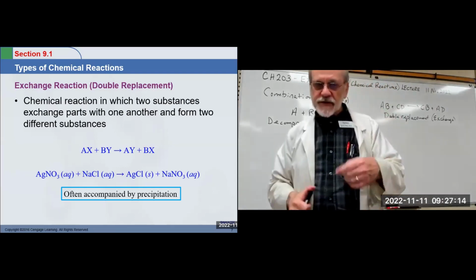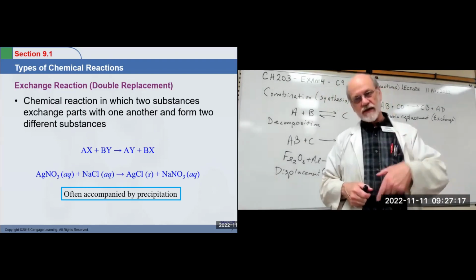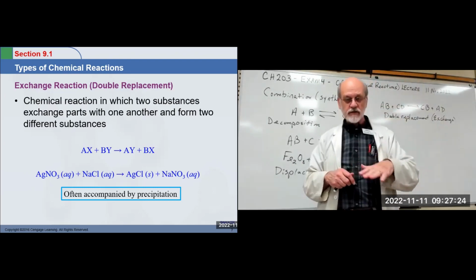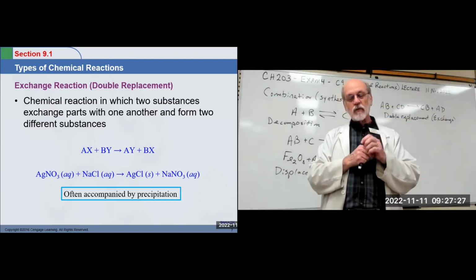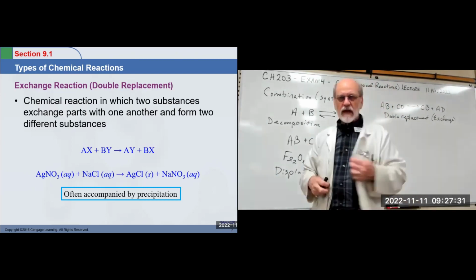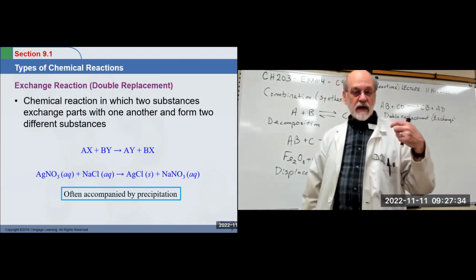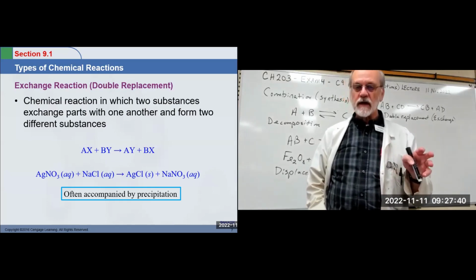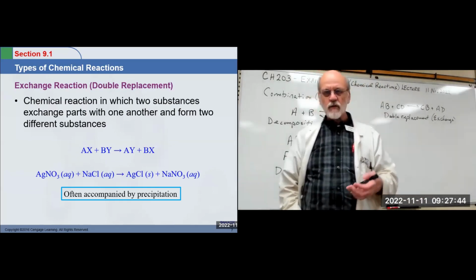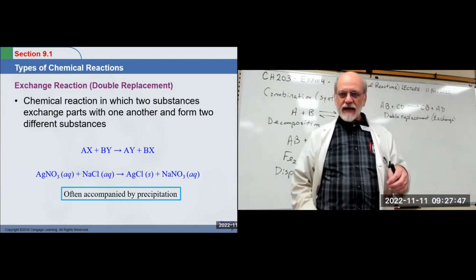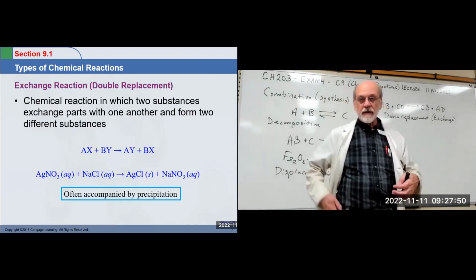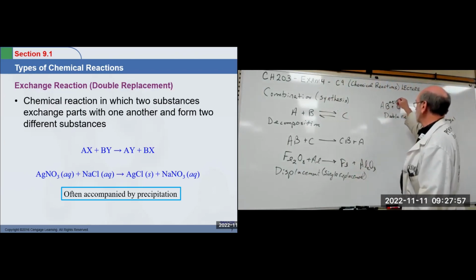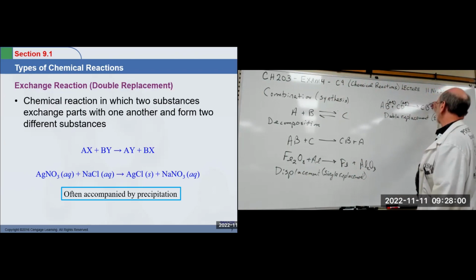This example here is silver nitrate in solution plus sodium chloride in solution yields silver chloride solid, which means it precipitates, drops out of solution when you put those two together. And what's left over is sodium nitrate. This also illustrates the point that double replacement reactions very often produce precipitates. In other words, solids as a consequence. And that can be viewed as one of the driving forces for the reaction, because if that solid drops out, say that was aqueous, and this was aqueous, and this is solid, and this is aqueous.